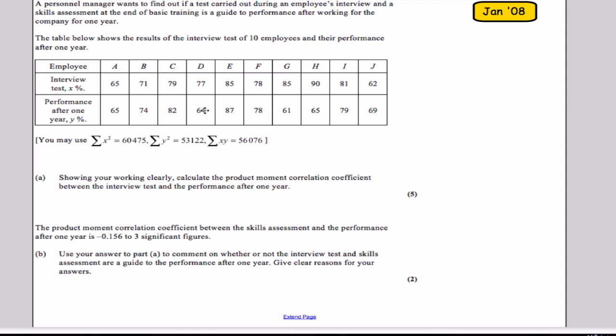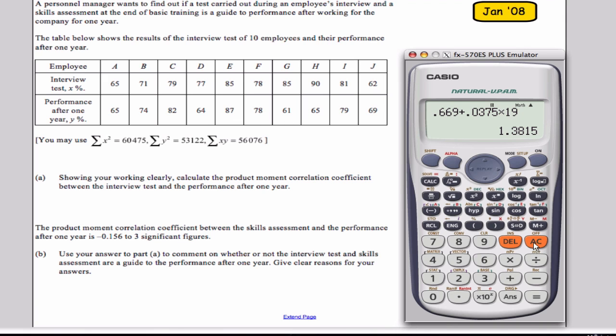Now I'm going to save myself a little bit of time and use the calculator to do all the hard work for me. So let's go to statistics mode again and enter the values here. So 65, 71. I'm just going to pause the video now and continue on entering these values. You can do so too. 61, 65, 79, 69. Okay, so all our data is entered there.